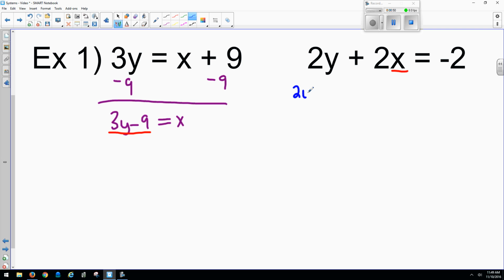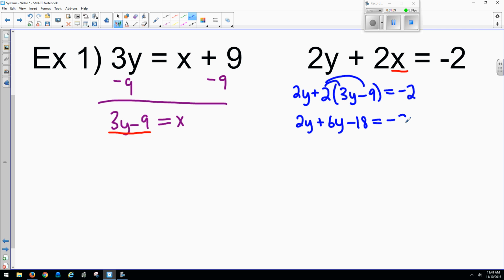And so that's going to give me 2y plus 2 times this whole thing. And then I'm going to go ahead and distribute this too. Combine like terms. And solve.